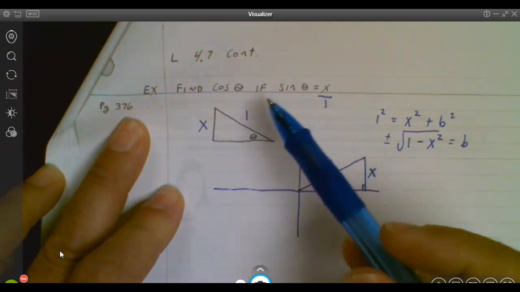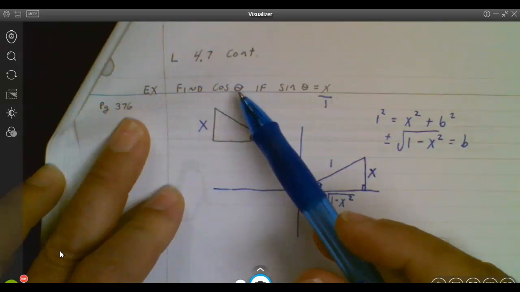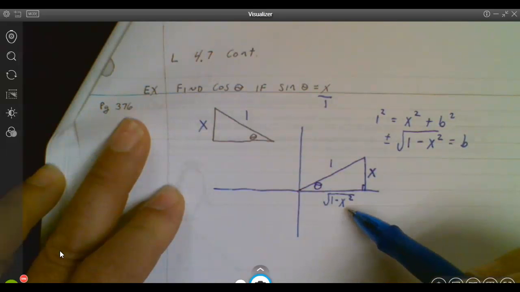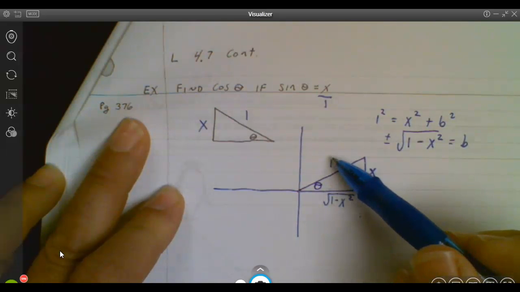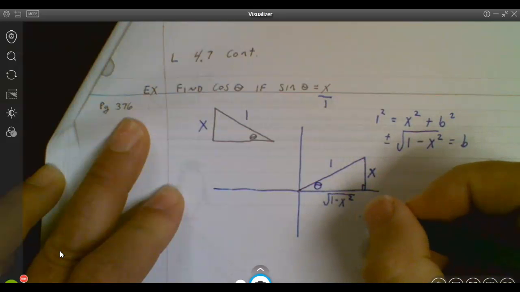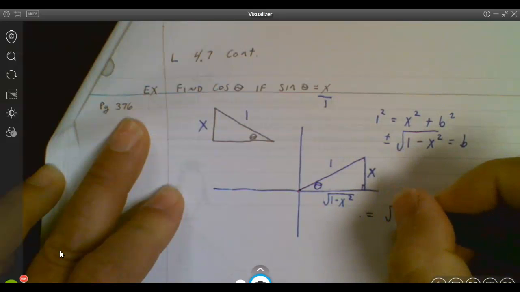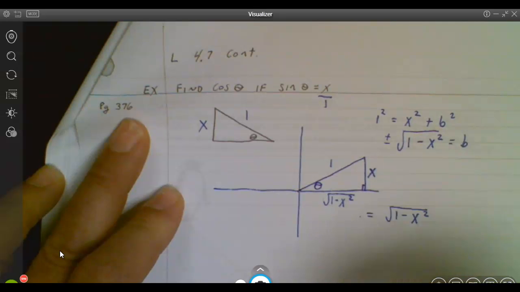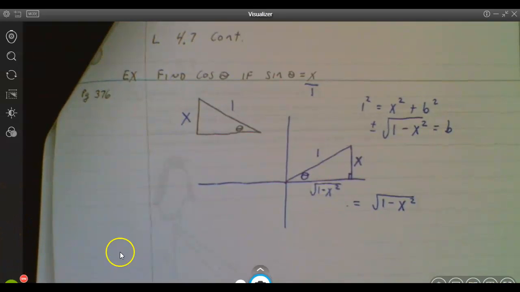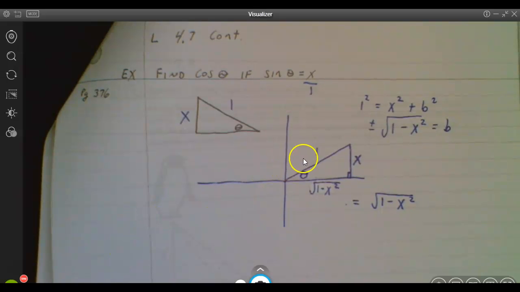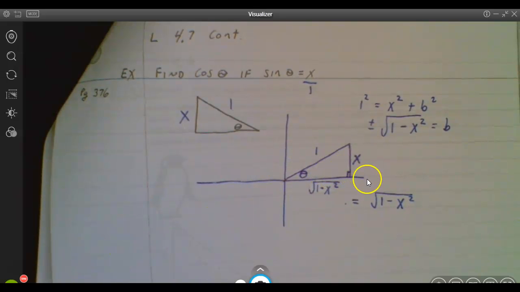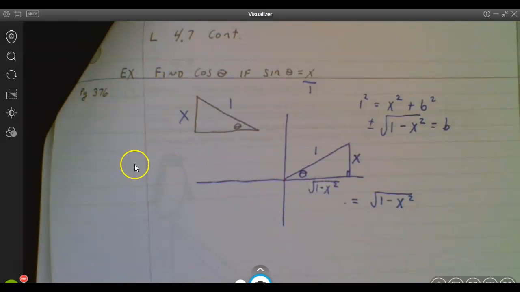Now I can say, okay, so then from that drawing, what is the cosine of theta? Well, the cosine, if I do adjacent over hypotenuse, would simply equal the square root of 1 minus x squared. And that's it. So lots to take into account in this as far as where you would draw it and the idea of it being positive or negative, but that's it for lesson 4.7.